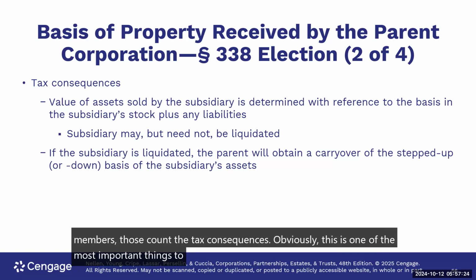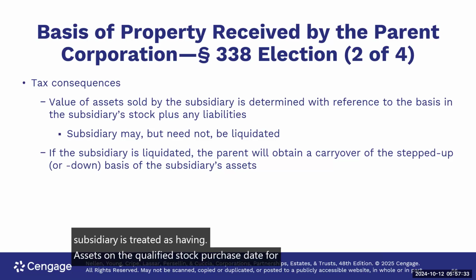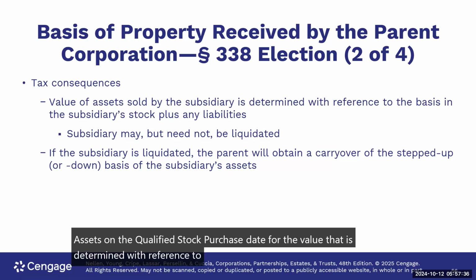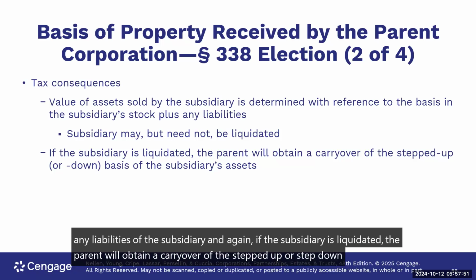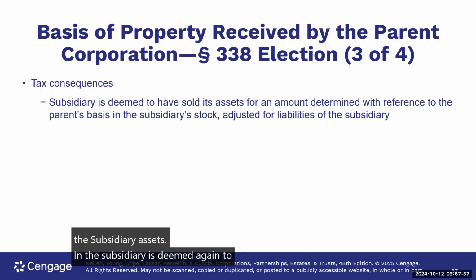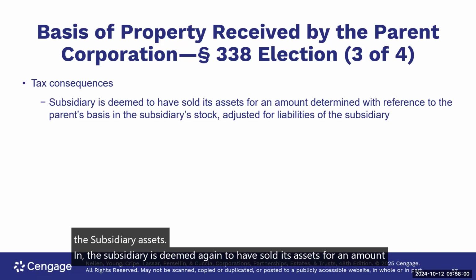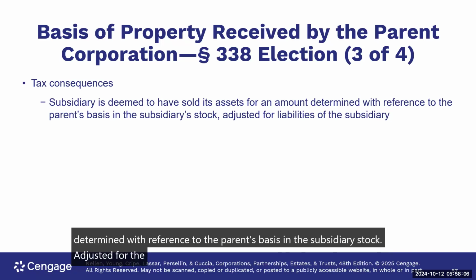If Section 338 is elected, the subsidiary is treated as having sold its assets on the qualified stock purchase date for a value determined with reference to the parent's basis in the subsidiary stock, plus any liabilities of the subsidiary. And again, if the subsidiary is liquidated, the parent will obtain a carryover of the stepped up or stepped down basis of the subsidiary assets. The subsidiary is deemed to have sold its assets for an amount determined with reference to the parent's basis in the subsidiary stock, adjusted for the liabilities of the subsidiary.